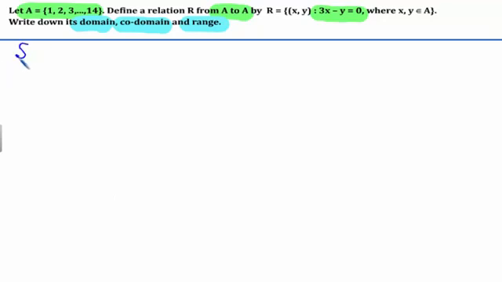Let's begin the solution of this question. Now before proceeding with the problem, let us recall what we mean by domain, codomain and range.